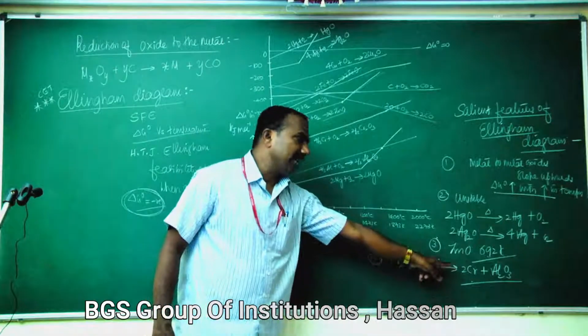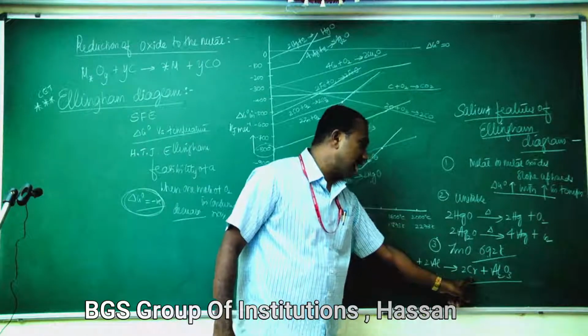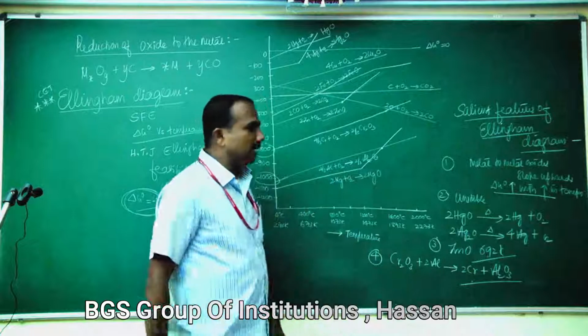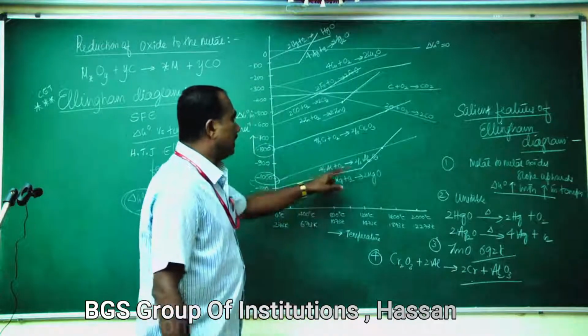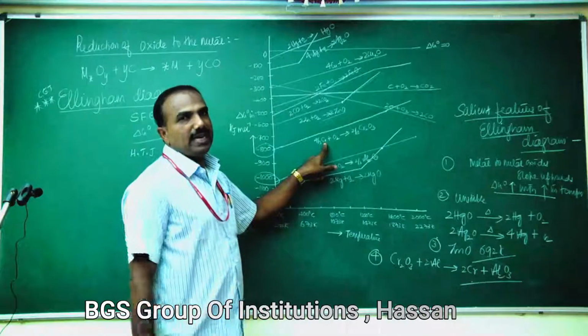So the reverse of the reaction, Al2O3 plus 2Cr gives rise to Cr2O3 plus 2Al, is not at all possible because aluminum oxide cannot be reduced by chromium, because chromium is having higher delta G naught.